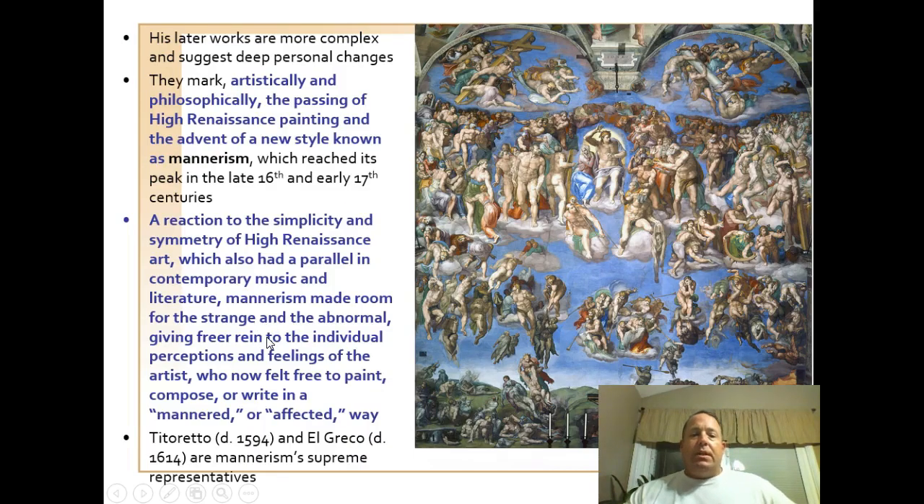He was commissioned later to come back to finish up, not the ceiling, but the wall, and this is called the Final Judgment. This is from the Book of Revelation, when the Final Judgment comes, people will come up.